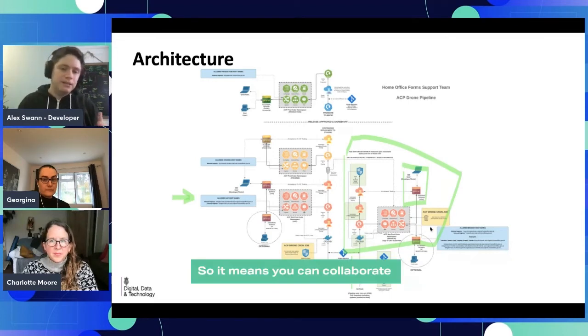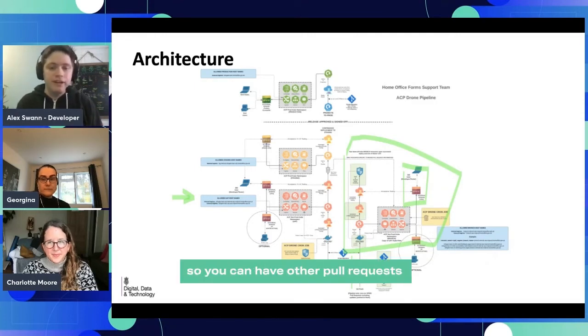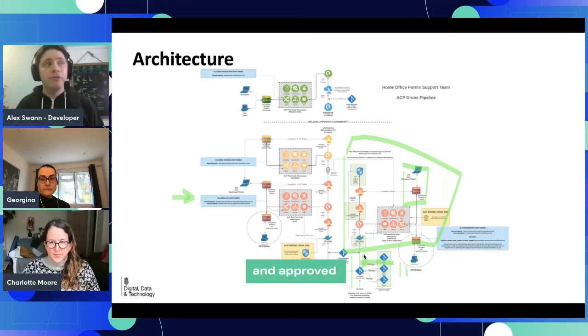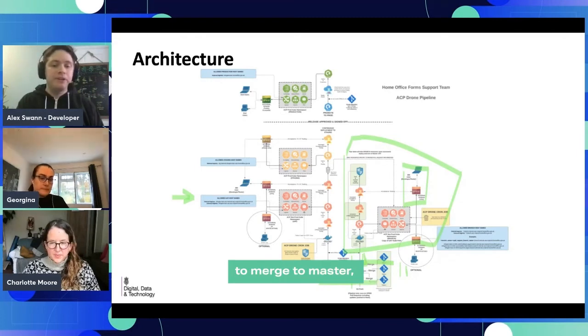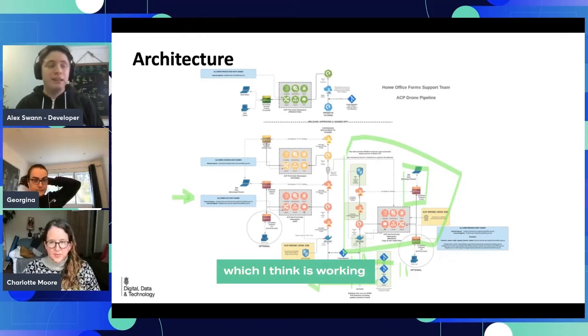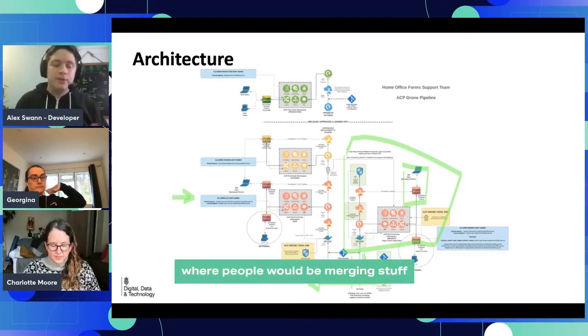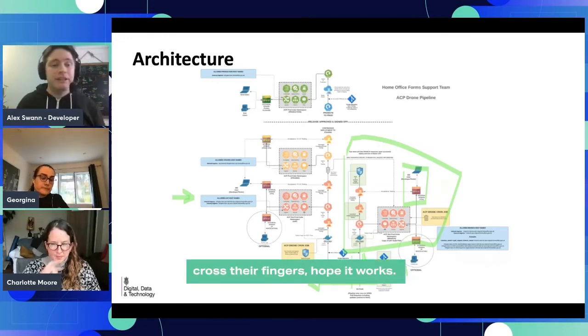So it means you can collaborate with a few people on not just a new piece of work, but a whole new feature. So you can have other pull requests that come into this feature branch and get everything tested, signed off, and approved before we even have to merge to master, which I think is working a lot better for us, because before there were a lot of cases where people would be merging stuff to master, crossing their fingers, hoping it works.